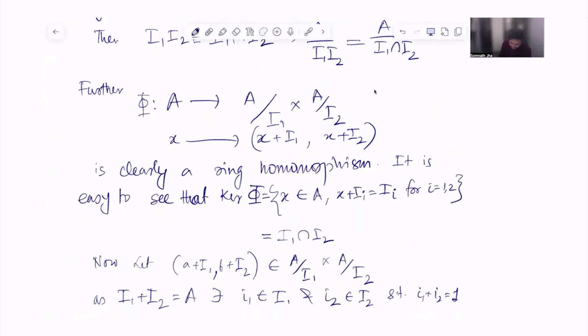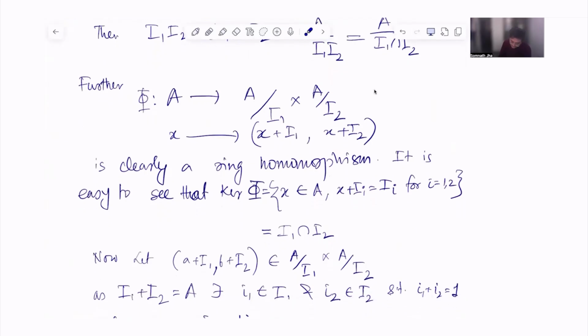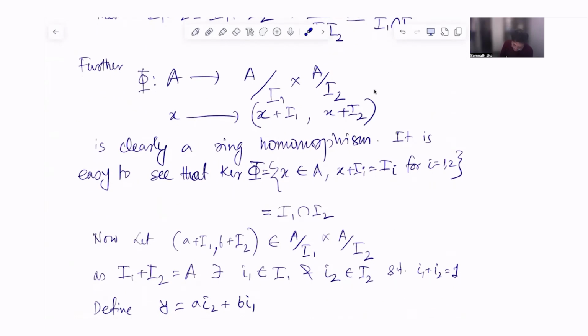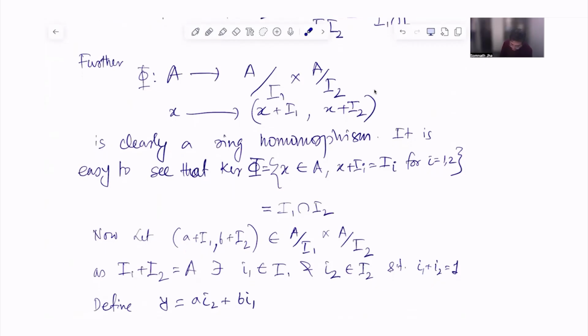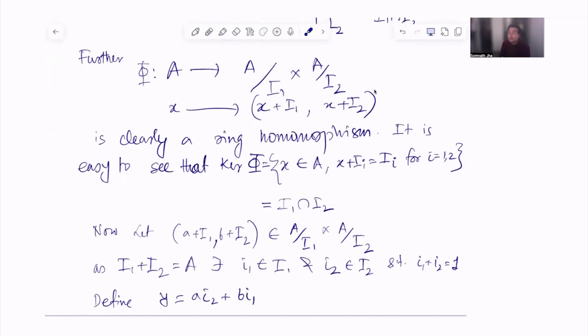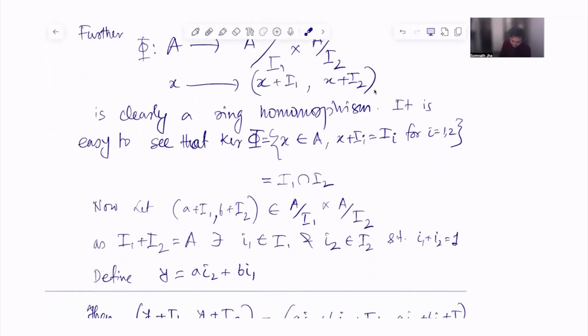Single x. So the only thing we have at our disposal is that I1 and I2 are co-maximal ideals. So I1 plus I2 equals the whole ring. So there exist small i1 in I1 and small i2 in I2 such that i1 plus i2 equals 1. This is the definition of co-maximal, right? So you do this crisscross. You are given two elements a and b and you want to capture them. So a times i2 and b times i1, right? So define a i2 plus b i1.